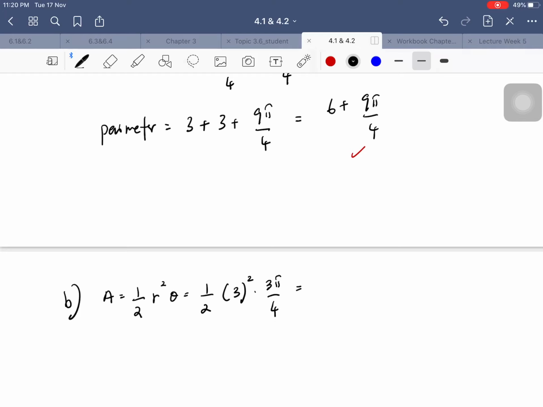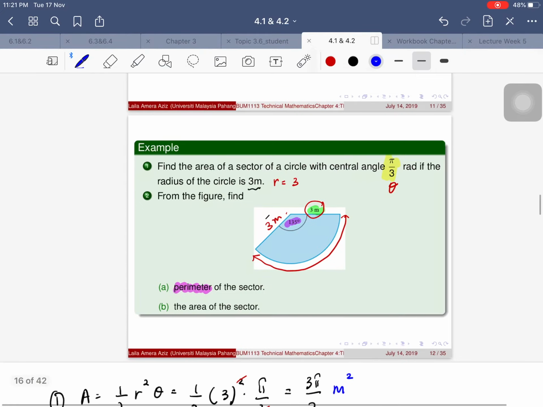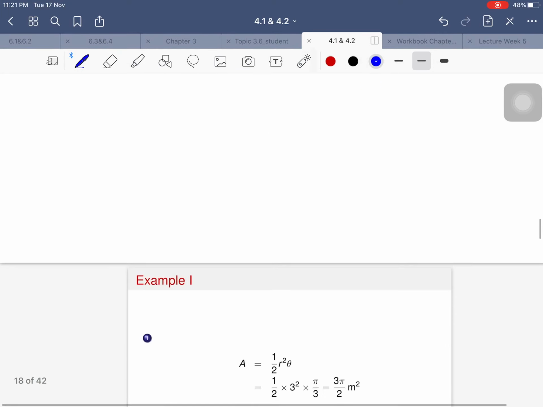And if you use your calculator for this, a half multiplied by 3 squared multiplied by 3 divided by 4, that is going to simplify your calculation to what value? I'm going to have 27 over 8 actually. So this is going to equal 27 over 8 pi. And what is going to be the unit? Because r is given in terms of meters, this is going to be meter squared. That is going to be in terms of the example.